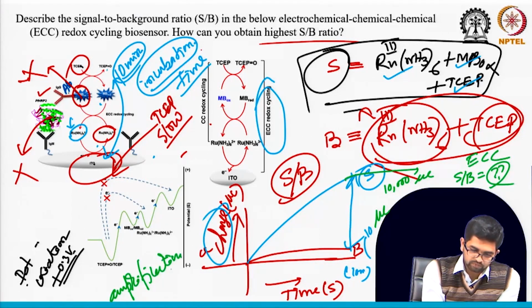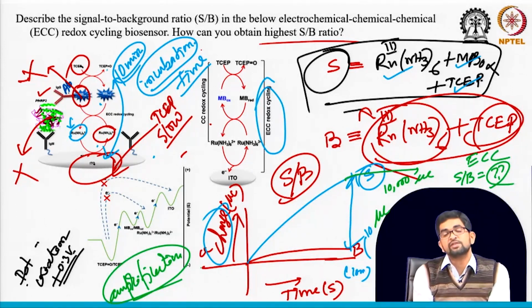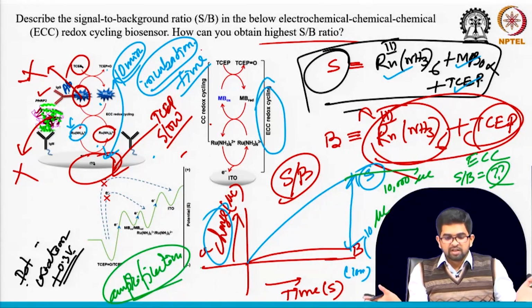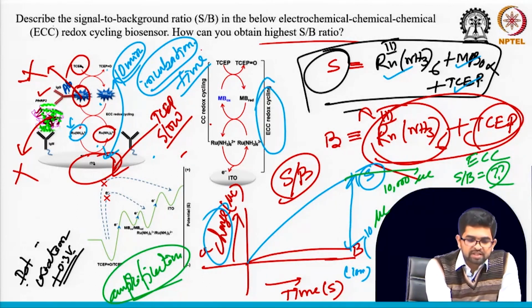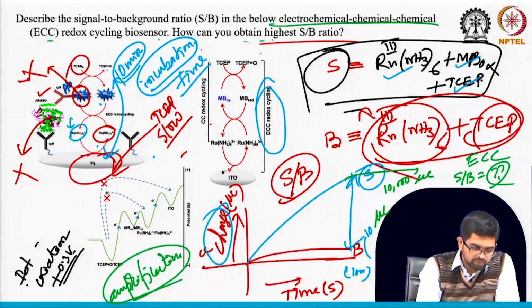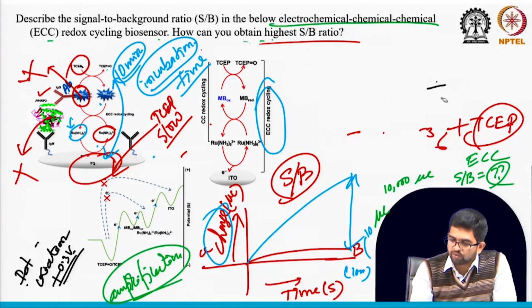Amplification, right? And that amplification will guide you on how sensitive your biosensor is. So based on these questions, I am already combining all your concepts here. Describe the signal to background ratio in the below electrochemical reduction biosensor, and how you can obtain the highest signal to background ratio. I already discussed this. Now you have to write how you can obtain the highest signal to background ratio.